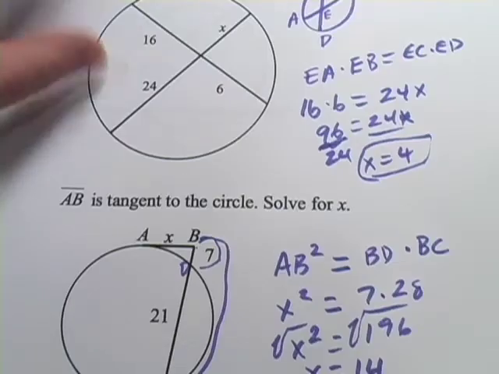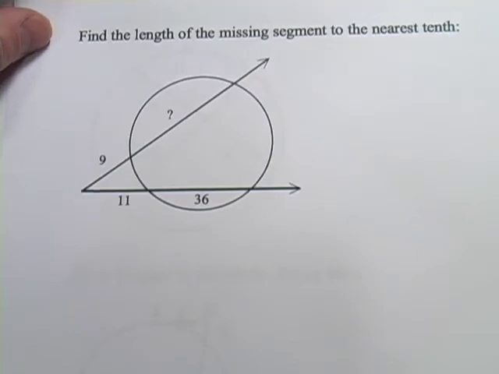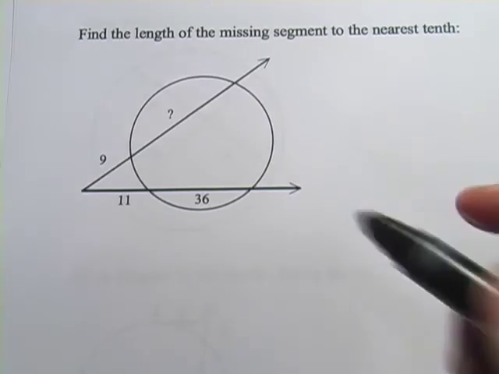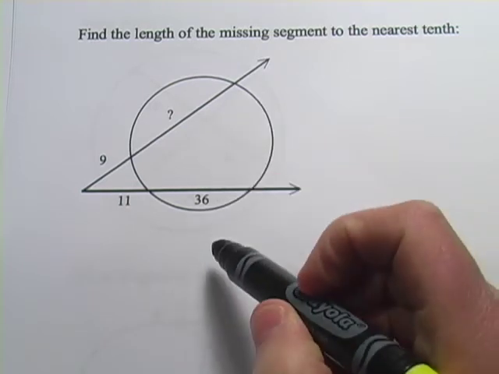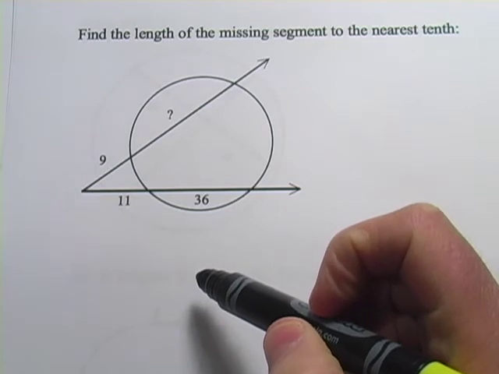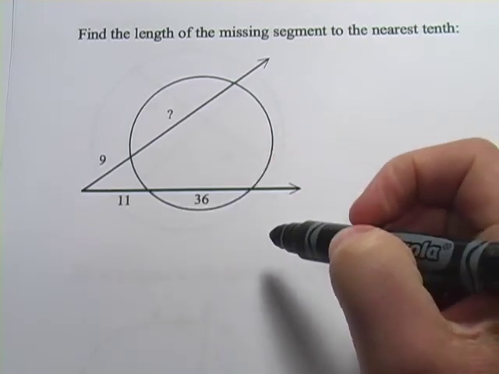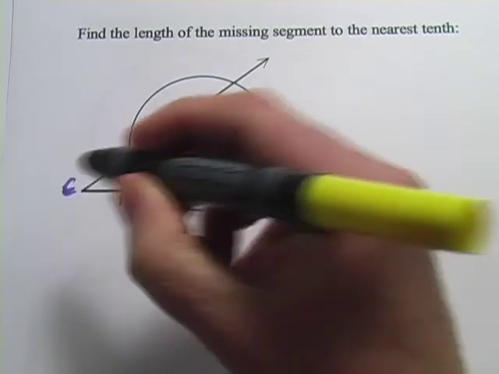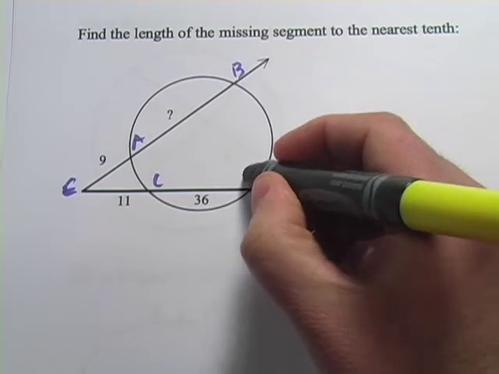All right, one more. Now here we have a slightly different problem. We've got two secant segments to the circle that share a point outside the circle. And in this situation, the relationship goes like this. Actually, let me put in some points here. We'll call this E, we'll call this A, and this B, and C, and D.